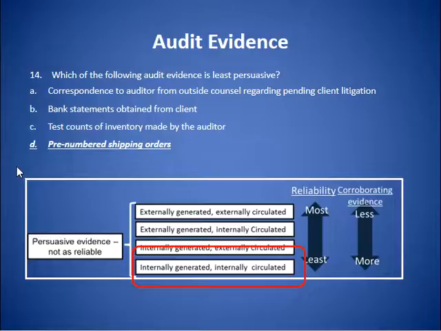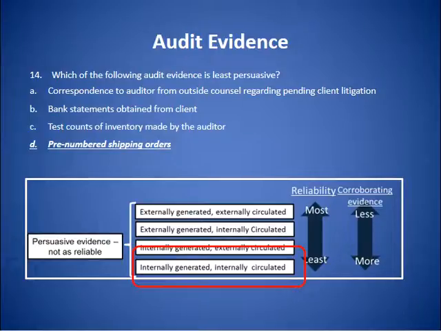Again, in terms of persuasive evidence, we can see correspondence to the auditor from outside counsel regarding pending client litigation. This would be externally generated and externally circulated, so that would be the highest level of persuasive evidence. Number 2 would be bank statements obtained from the client. That would be externally generated but internally circulated, so that would be level number 2.